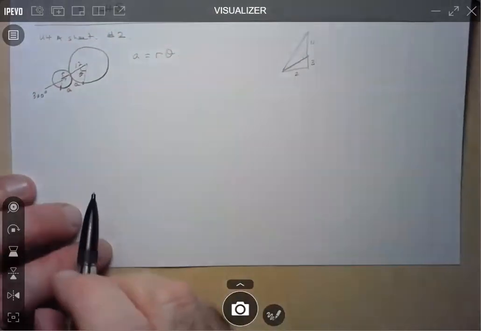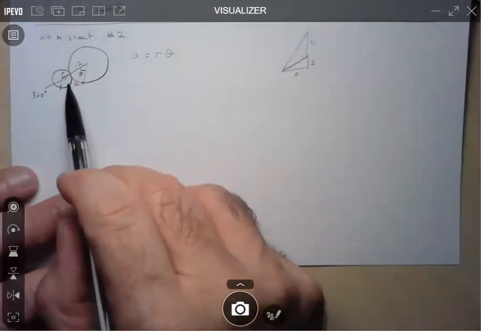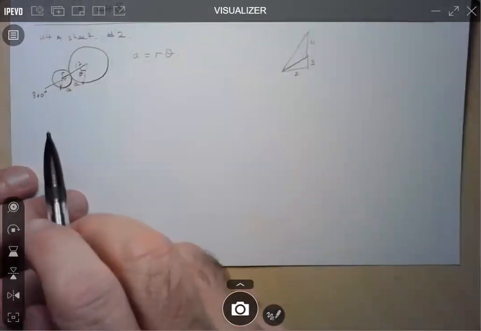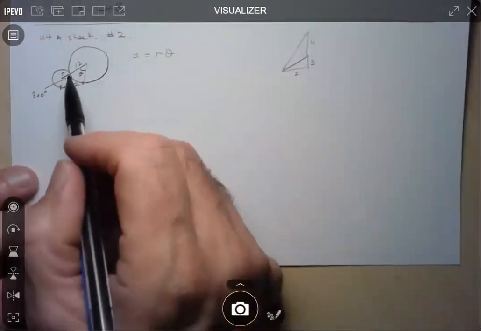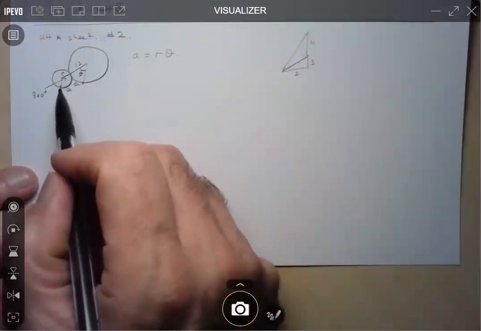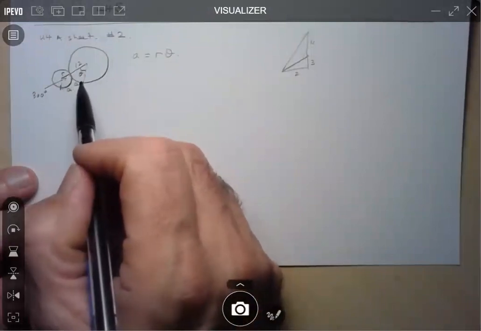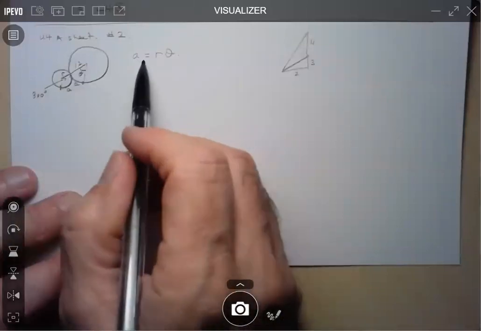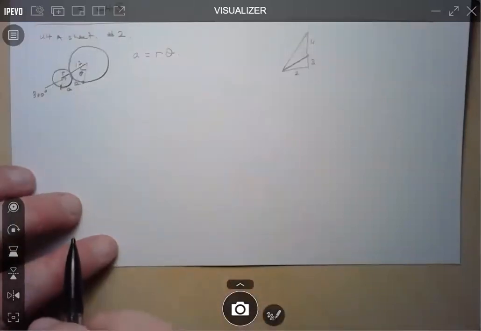It's a formula that brings together an arc length, the radius of the circle, and the angle that it makes. So if I can find the arc length of the smaller circle, it'll be the same as the arc length of the bigger circle. And then I can use this formula to calculate theta.